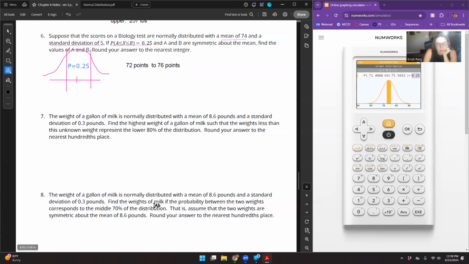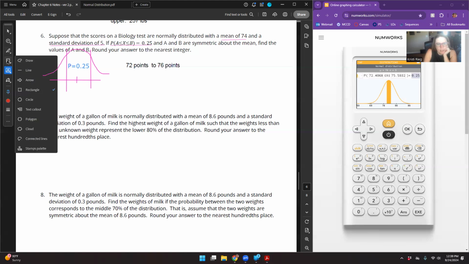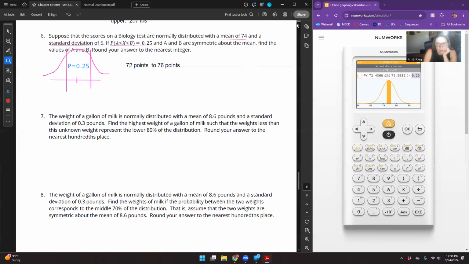Okay, we got lots of percentages down here, practicing kind of the last few things, which are the trickier ones, so that's good. For number 7, we have milk, with a mean of 8.6 pounds and a standard deviation of 0.03 pounds. Find the highest weight such that the weight is less than this. This is what we want, the lower 80% of the distribution.